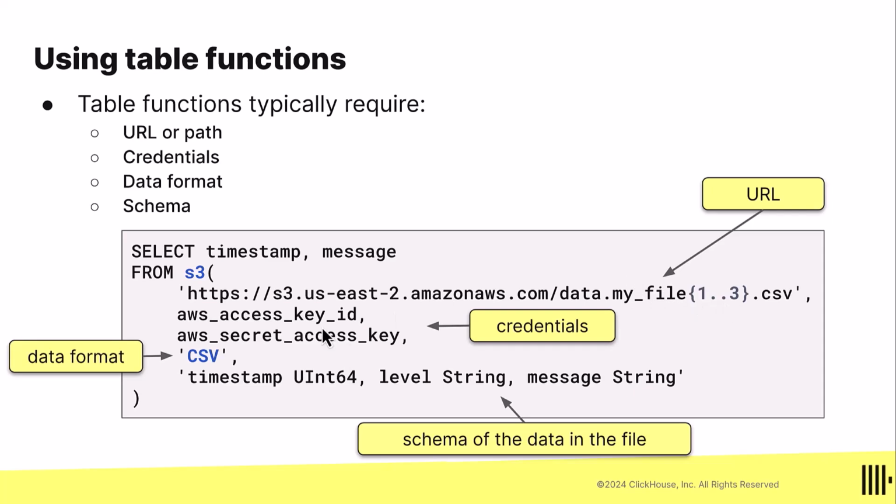And then I pass in my credentials, and the CSV right here, that's the format of the data in the file. And then if you want, you can specify the schema of the data in the file. So this timestamp, level, and message, those are the 3 columns that must be in this CSV file. And it looks like I'm selecting timestamp and message here in this simple example. So that's nice, but it's also a lot of typing. I had to type in the schema and all this stuff.